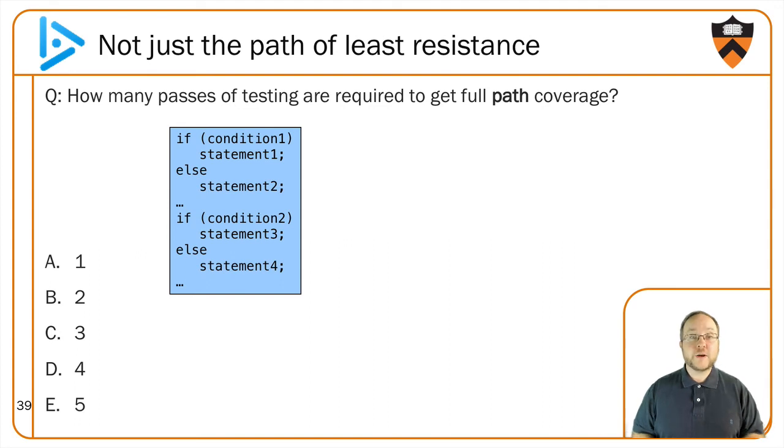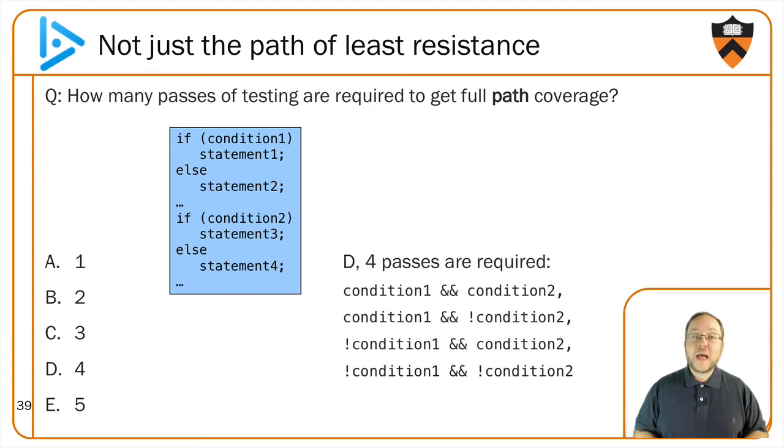The correct answer here is D. Path testing of the given code requires 4 passes through the code. Condition 1 is true and condition 2 is true. Condition 1 is true and condition 2 is false. Condition 1 is false and condition 2 is true. Condition 1 is false and condition 2 is false.